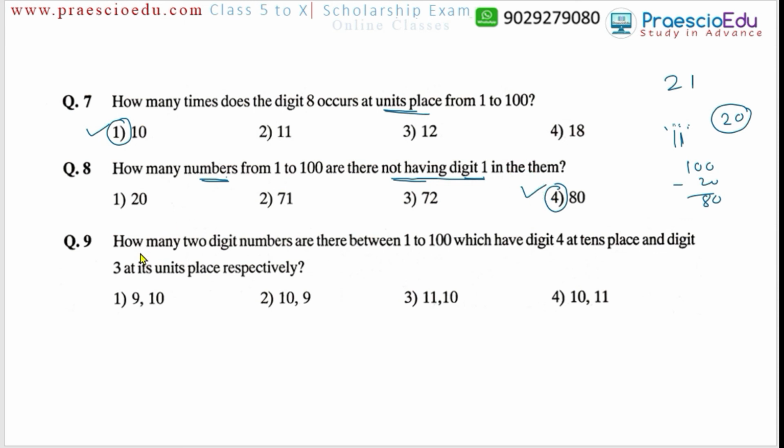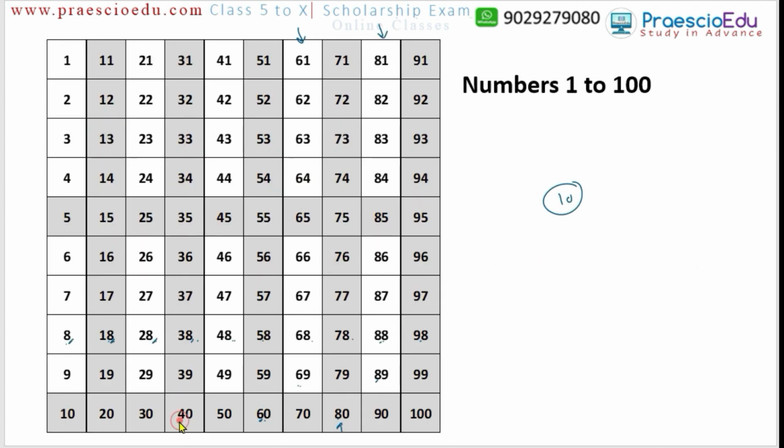Now question number 9: how many two-digit numbers are there between 1 to 100 which have digit 4 at the tens place and digit 3 at the unit place? Now, 4 is counted for the tens place. Here is the tens place, so 1 to 9 and this 10.